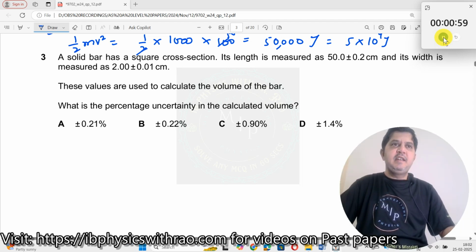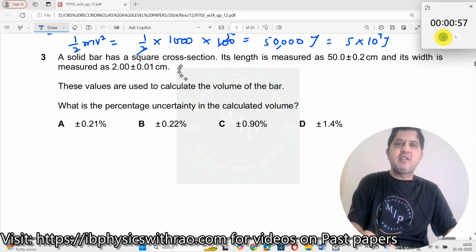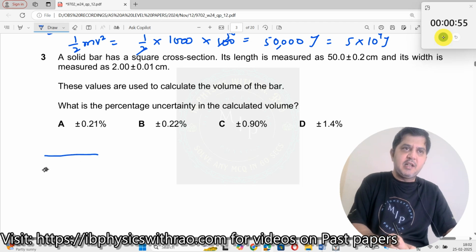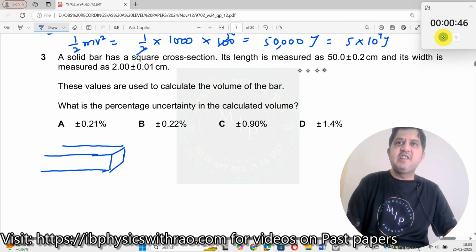Question number 3, a solid bar has a square cross section. A solid bar. Now we are talking about a three-dimensional bar over here. It's like this, like this. It has a square cross section. Okay. And then its length is measured to be 50 plus or minus 0.2. This is your L0, this is your delta L0.